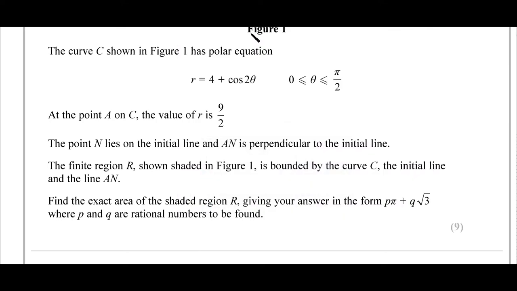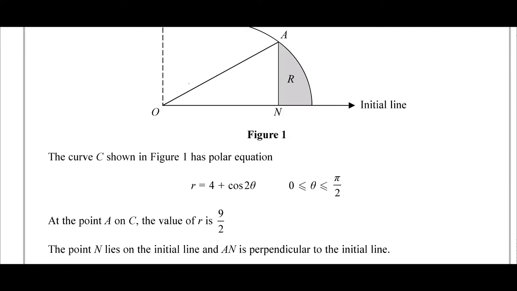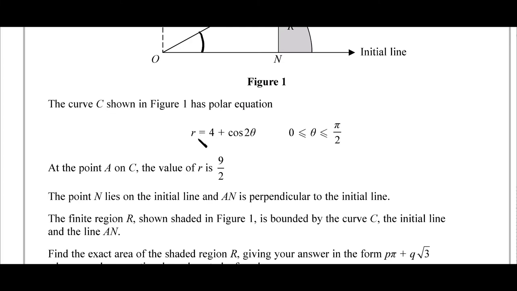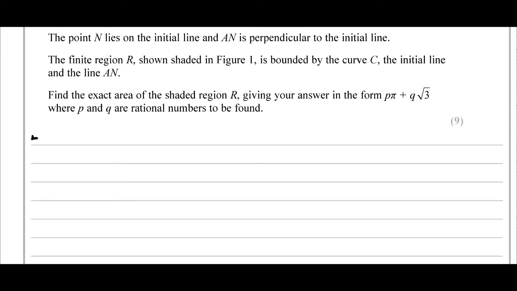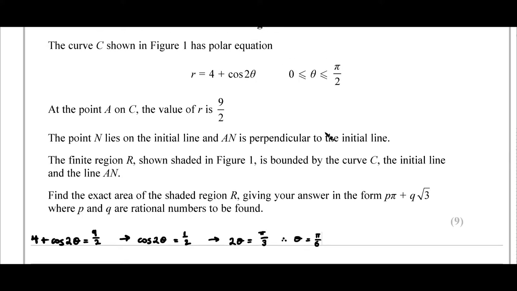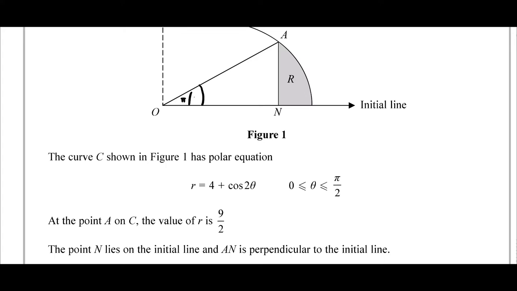Now, the first thing we can do is find out the value of theta, theta being this bit over here. To do that, we can first of all equate r to 9 over 2. So we have 4 plus cos 2 theta equals 9 over 2, from which we see cos 2 theta is equal to 1 half, because 9 over 2 take away 4 is 1 half. So 2 theta is equal to the inverse cos of a half, which is pi over 3, and therefore theta is equal to pi over 6. So let's write this down. We have pi over 6. Okay?